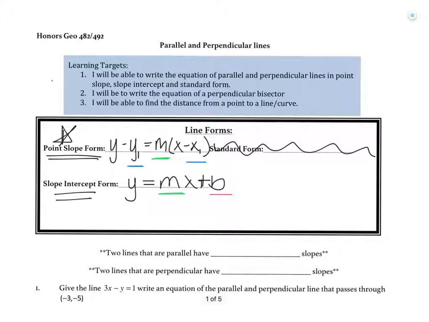The last 2 things we're going to talk about before I show you some examples are parallel lines and perpendicular lines. So 2 lines that are parallel are going to have equal slopes. Okay, so they're going to have the same slope. If line 1 has a slope of 1/2, a line parallel to it will have a slope of 1/2.